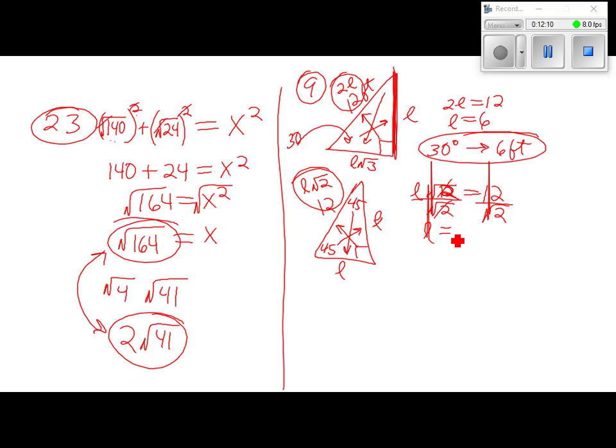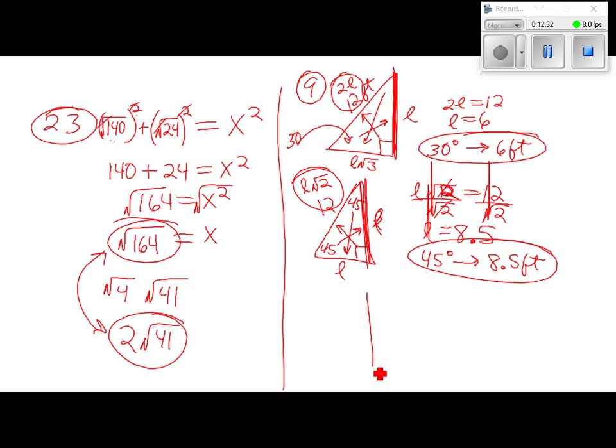What is it? 8.5. So we want to know how far up the wall it goes. What's L? 8.5. So how far up the wall does it go? 8.5 feet. So for a 45-degree angle, it's going to go up there at 8.5 feet. That's our second answer. Then we do the same thing for a 60-degree angle.